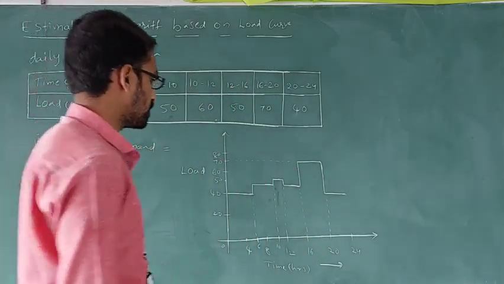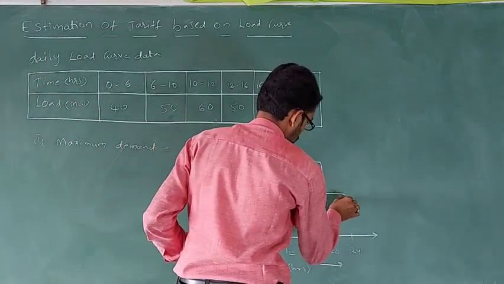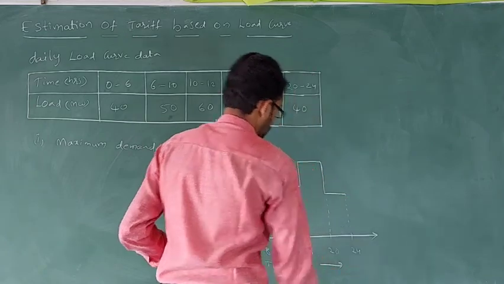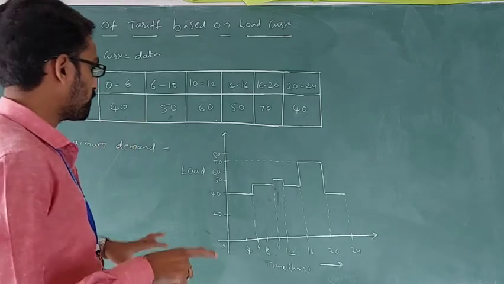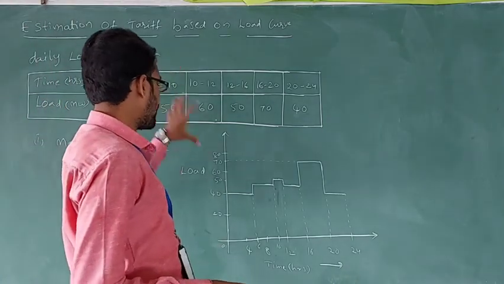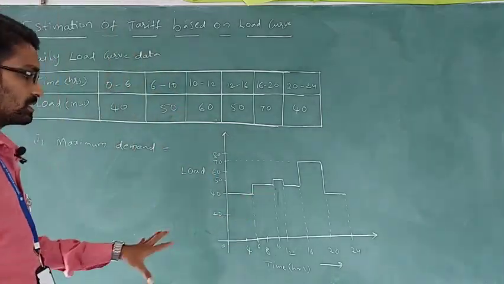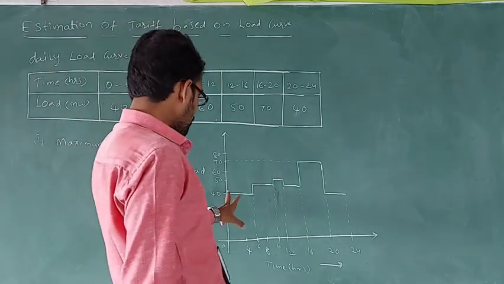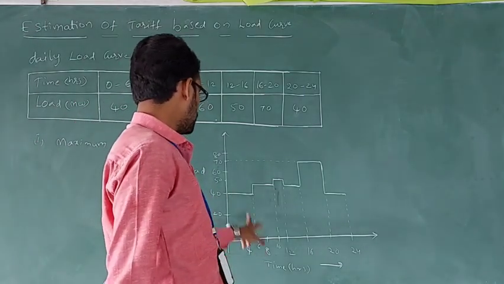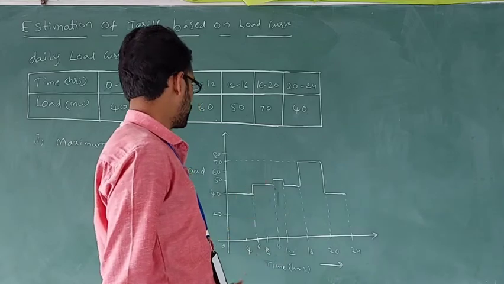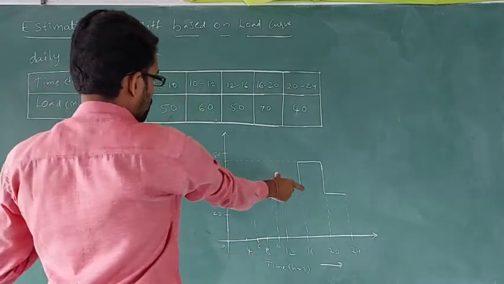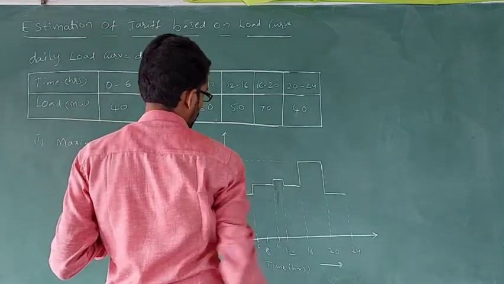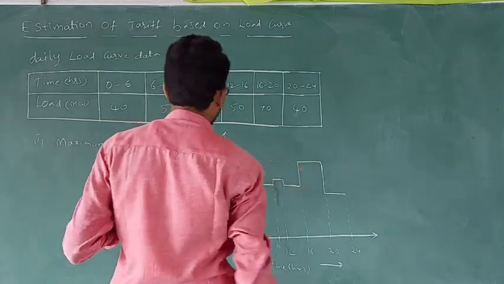So, this is your load curve. You can close here. So, drawing of the load curve is like this. From the given data only we are drawing the load curve. From 0 to 6 it is 40, 6 to 10 it is 50, like that you are having the demand. So, here the maximum demand is 70 megawatts.